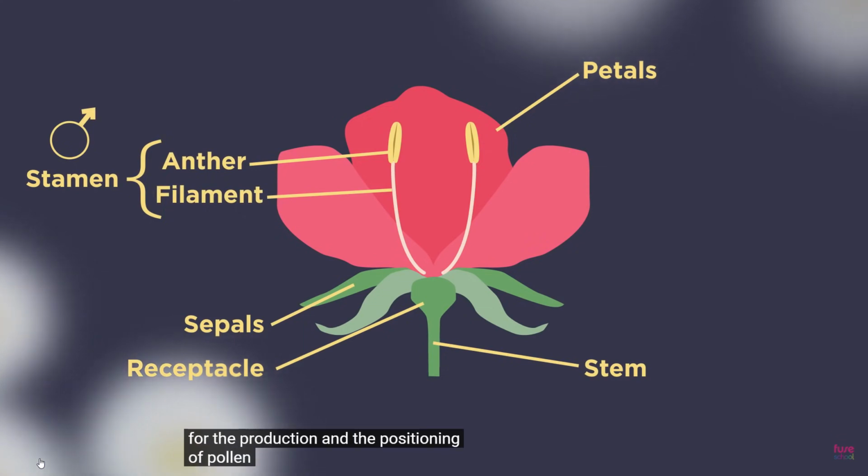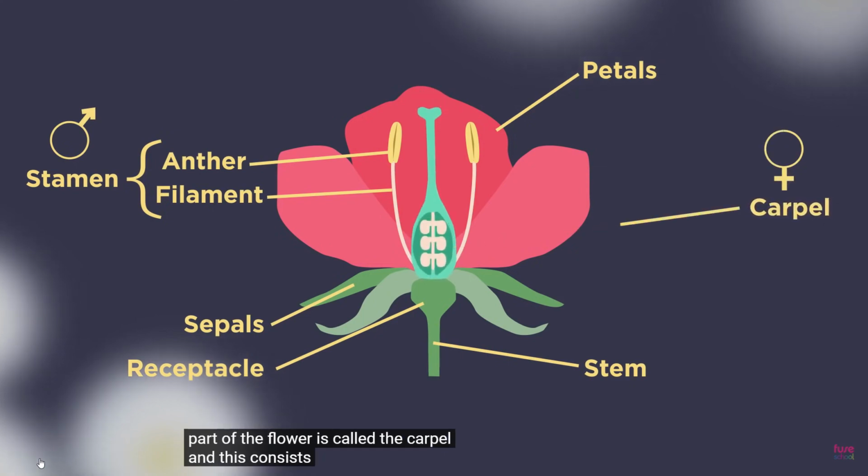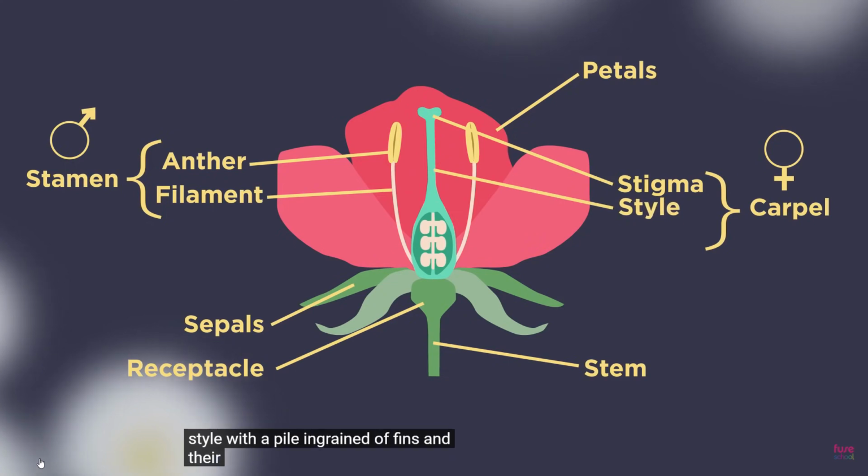The female part of the flower is called the carpel, and this consists of three parts: the stigma, a sticky landing for pollen, the style, where the pollen grain descends, and an ovary where female gametes or sex cells are located. Within the ovary, ovules produce female gametes.